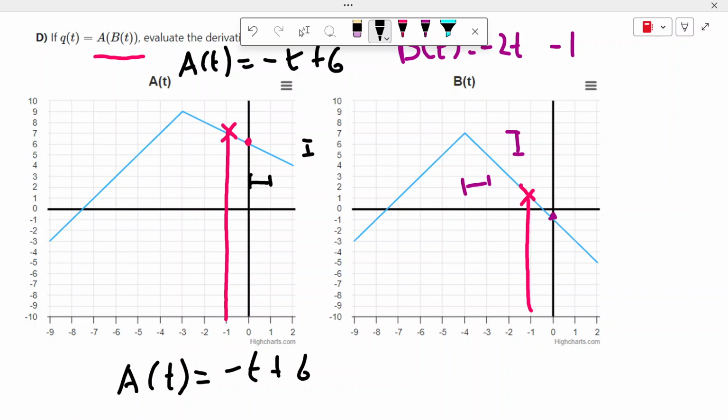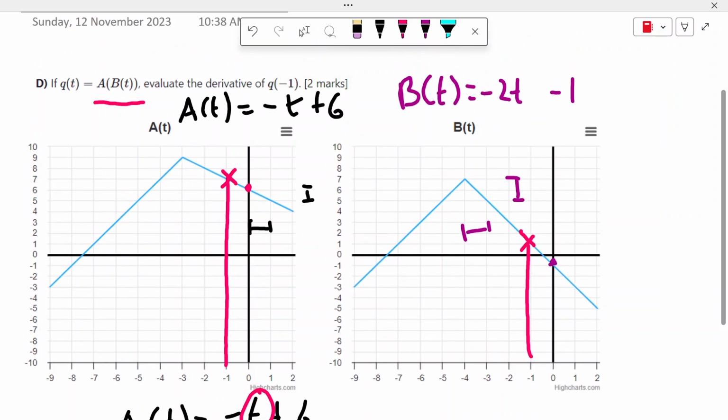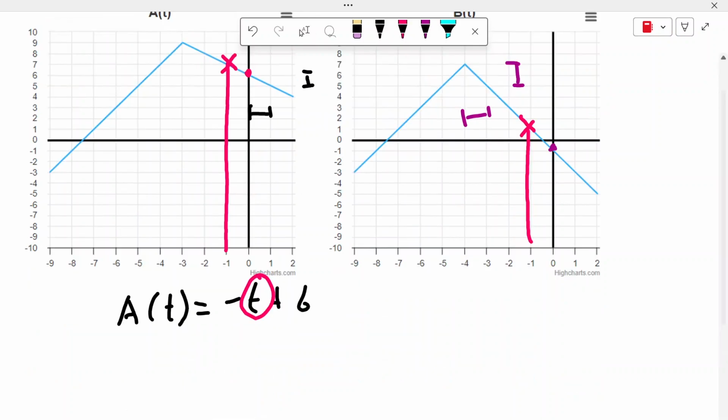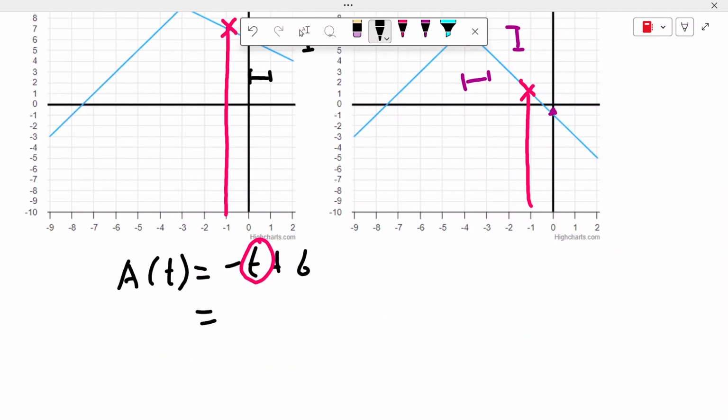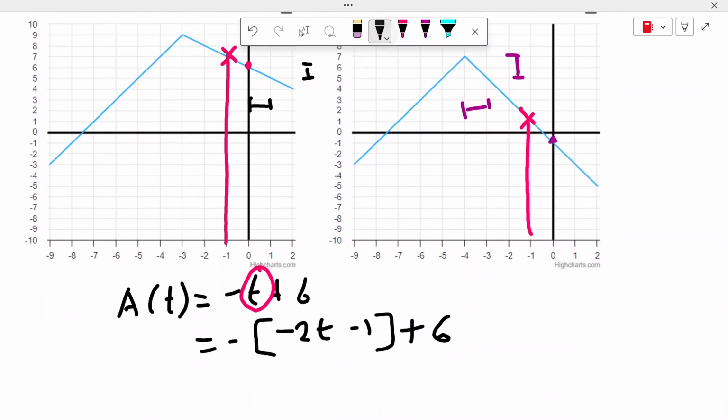Okay, but now what we're going to do is whenever we see this value, we're going to stick in this big thing here. Okay, so let's do that. So it's now equal to minus, and then we've got that 2t minus 1 plus 6. So now this is what our function q of t is equal to. And that's what it means by that. So we have to use a chain rule.